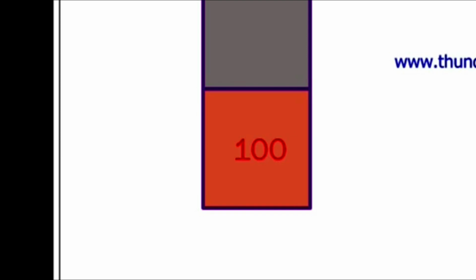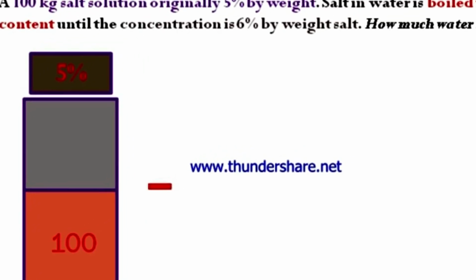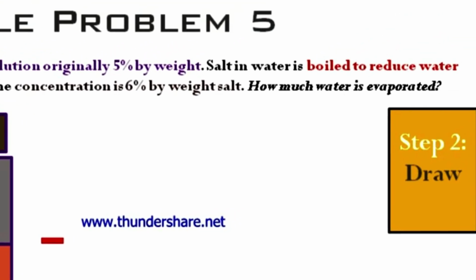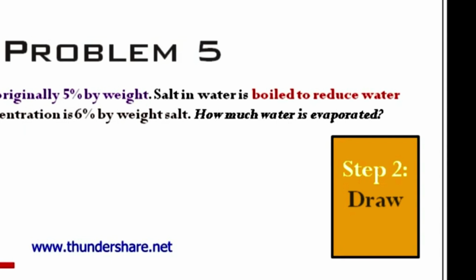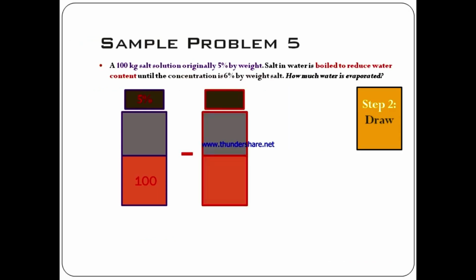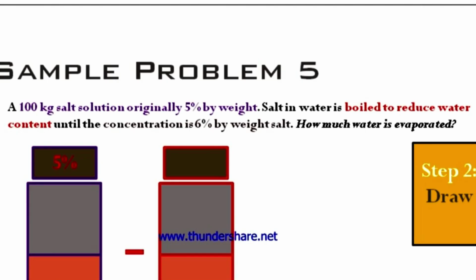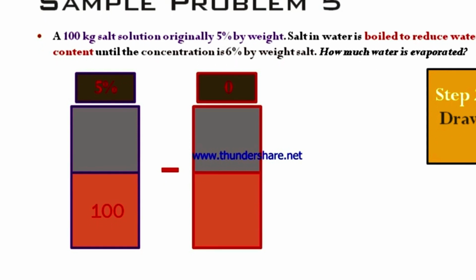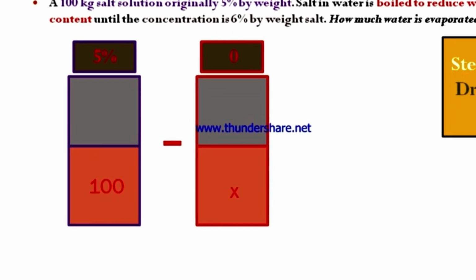At the bottom, we subtract now. As I said before, if you see the word boiled to reduce water content or it evaporated, you subtract something. It did not say how much water we will subtract. Since it is water boiled, that means its salt content is 0. So you're subtracting the water that evaporated, not given, so x.